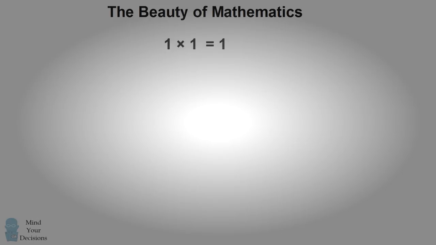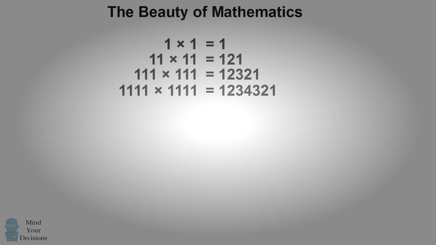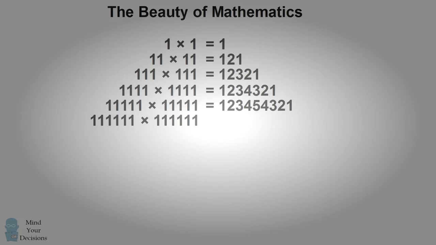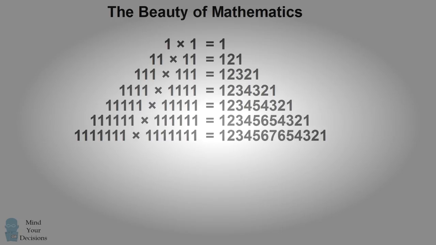There's an interesting pattern if you multiply a number that has only ones by itself. If you multiply a number that has 5 ones in it by itself, you'll count up to the number 5 in order, and then you'll count back down to 1 to create a palindrome of the numbers in ascending and then descending order. This pattern will continue.